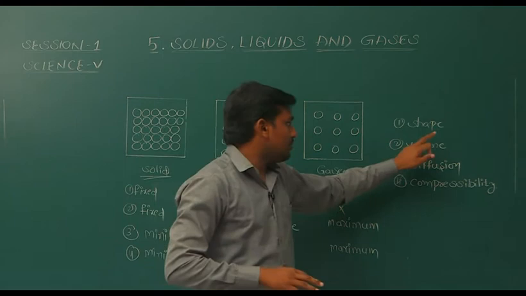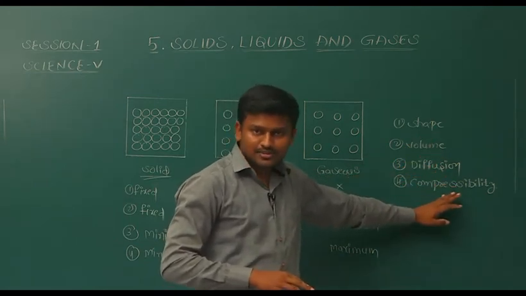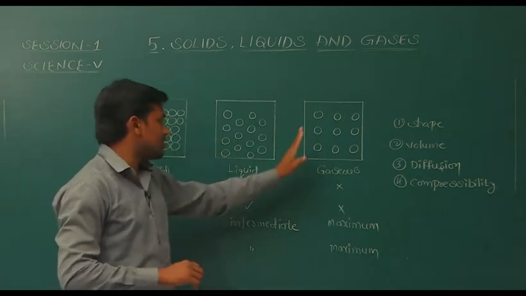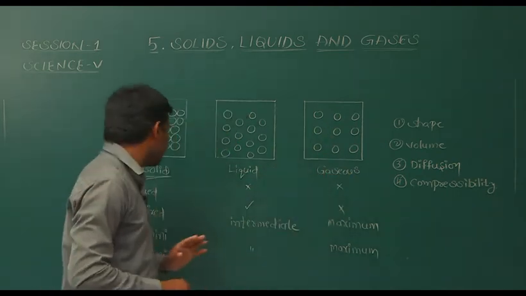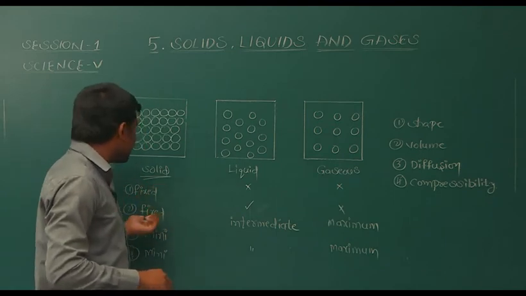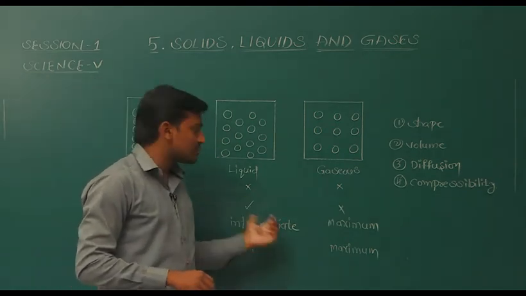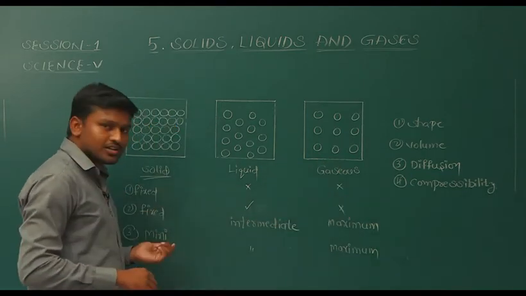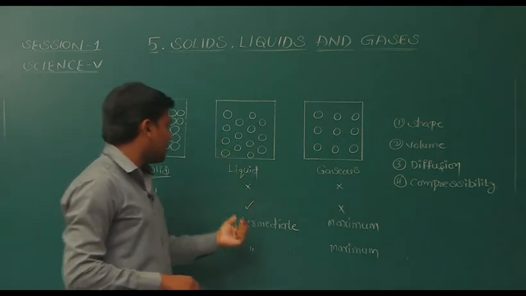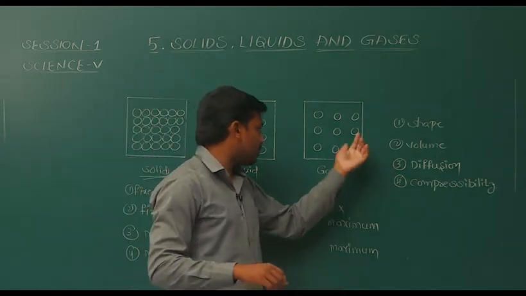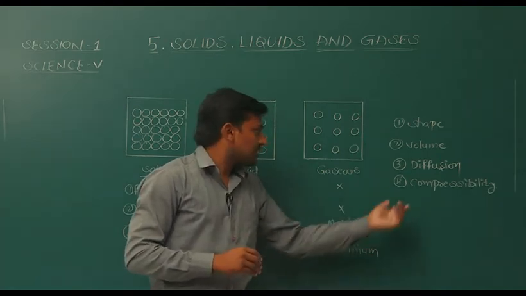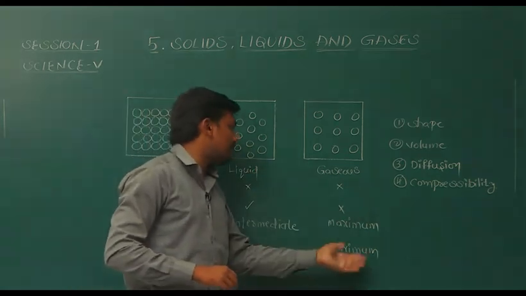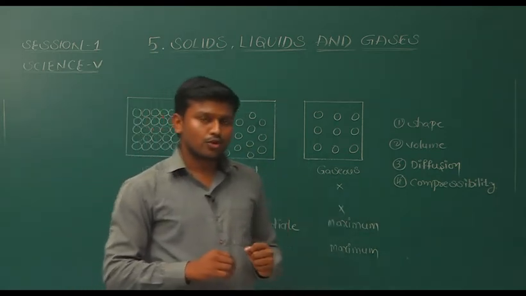So, now we have seen 4 important properties of matter. What are they? Shape, volume, diffusion, compressibility. Solids have a fixed shape, liquids do not have any fixed shape, gases also do not have any fixed shape. Solids have fixed volume, liquids also have fixed volume, but gases do not have any fixed volume. Diffusion in solids is minimum, in liquids intermediate, and in gases maximum. And compressibility also is minimum in solids, intermediate in liquids and maximum in gases. So, these are the 4 properties.